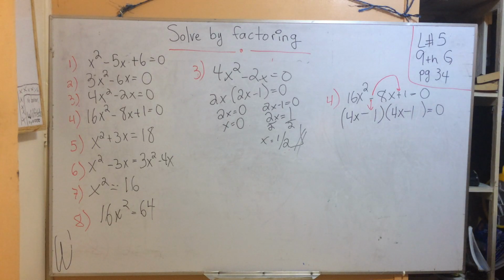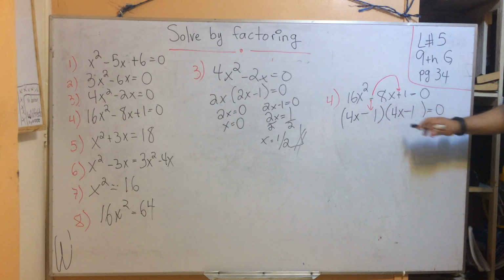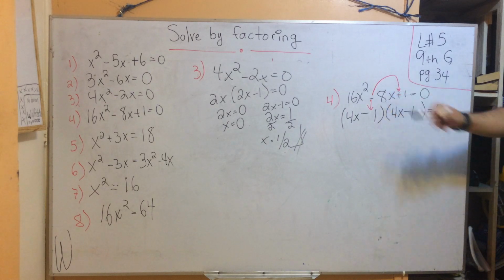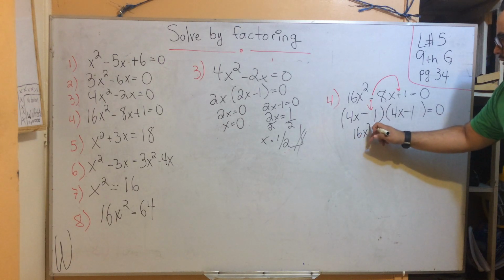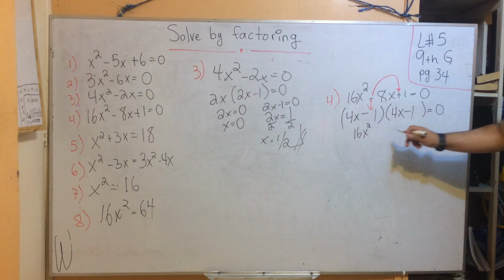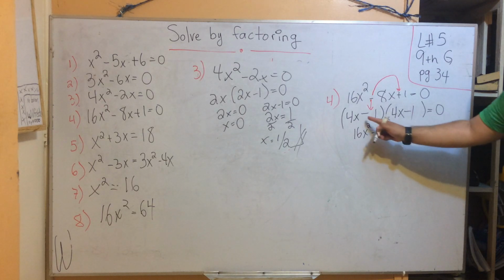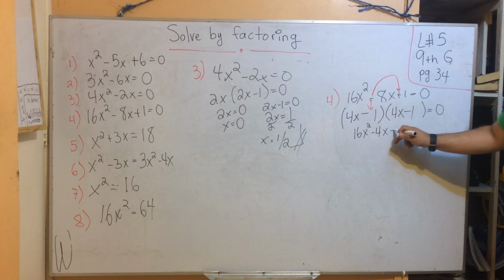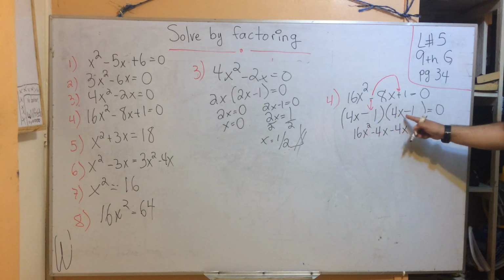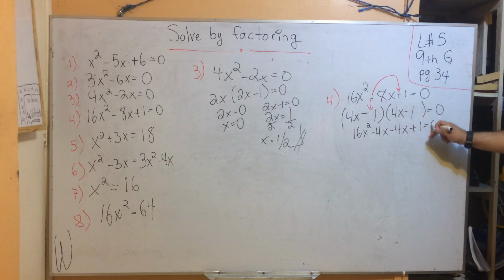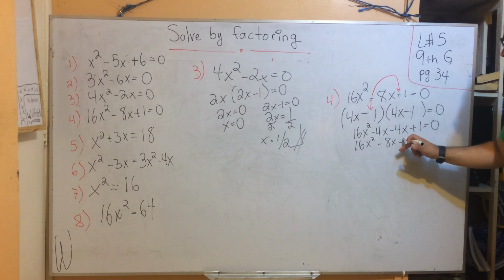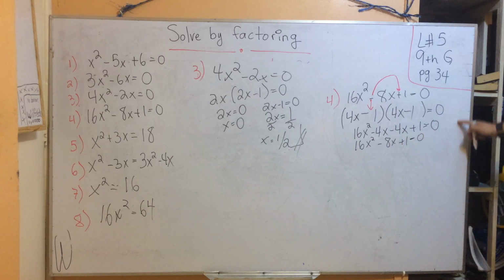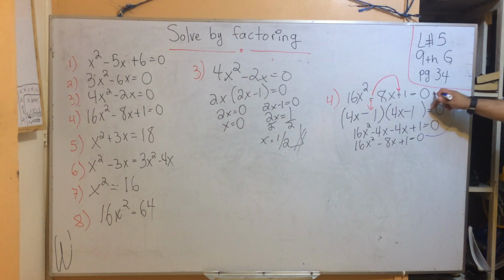Now, how do we know if this is true? If we multiply using the distributive property, we can get to this number. So let's try. 4 times 4, 16x squared. 4 times minus 1, minus 4x. Minus 1 times 4, minus 4x. And minus 1 times minus 1, plus 1. 16x squared minus 8x plus 1 equals 0. Did we get to this one? Yes, it was perfect. So this one is equal to this one.